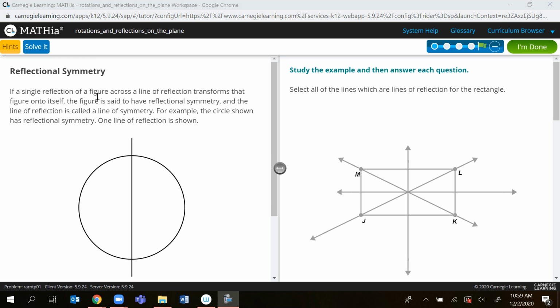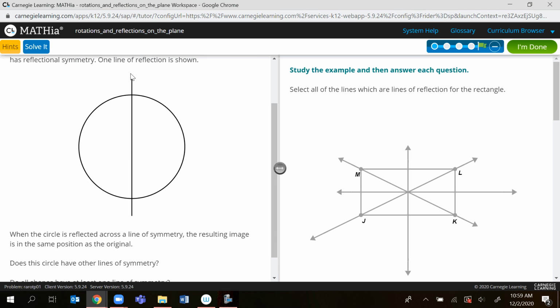If a single reflection of a figure across a line of reflection transforms that figure onto itself, the figure is said to have reflectional symmetry. And the line of reflection is called a line of symmetry. For example, the circle shown has a reflectional symmetry. One side of the reflection is shown.